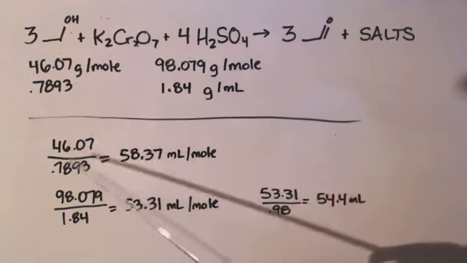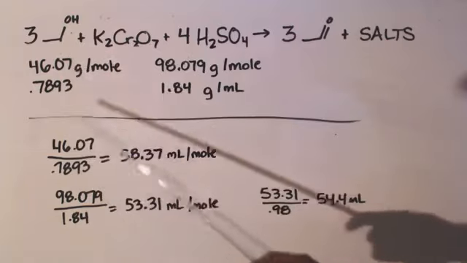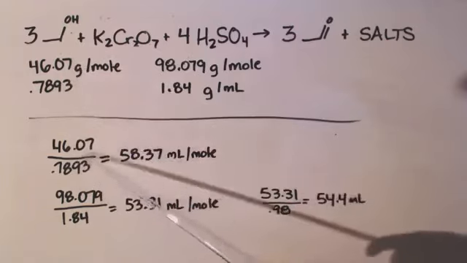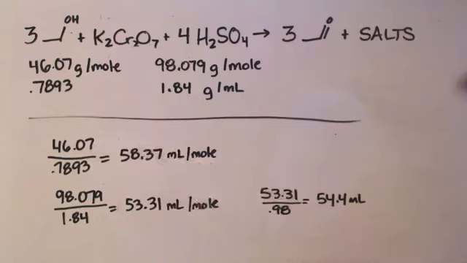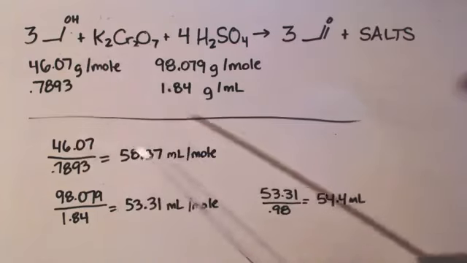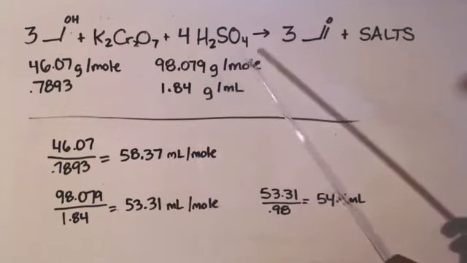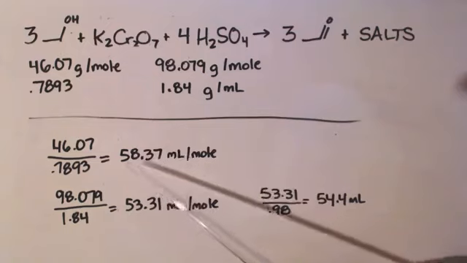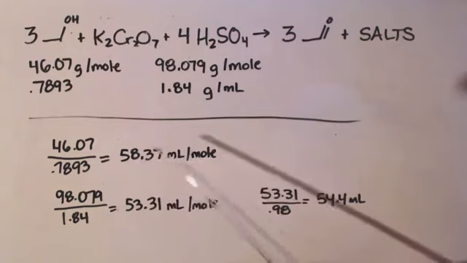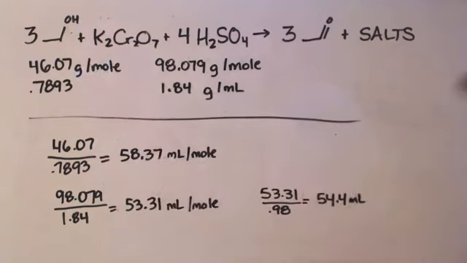So what I do is I take the molar mass divided by the density. You can see I just put it right down here. That tells me how many, because this is grams per mole, I'll cancel out the grams and put milliliters in there, right? Cancel the grams off. It'll be milliliters per mole. Now I know I need 58 milliliters per mole of ethanol.